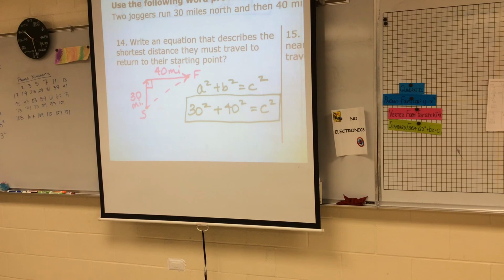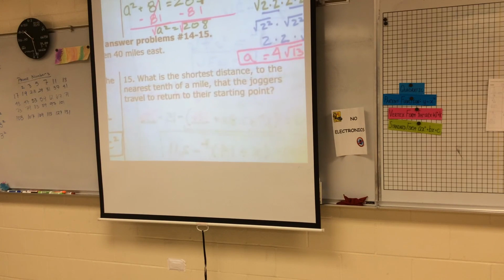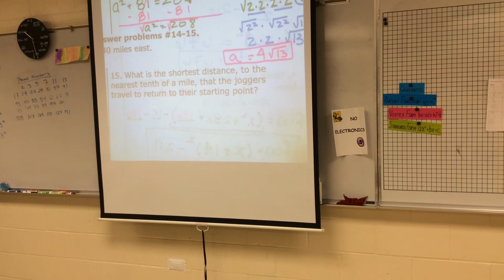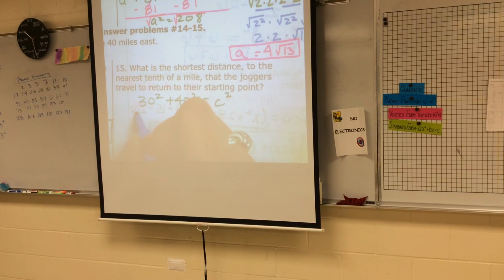All right. Number 15 says, what is the shortest distance to the nearest tenth of a mile that the joggers travel to return to their starting point? So then we're going to use that formula from number 14 to solve. So I've got 30 squared plus 40 squared equals c squared. So 30 squared is 900 plus 40 squared is 1,600 equals c squared. So I could combine 900 plus 1,600. I get 2,500.